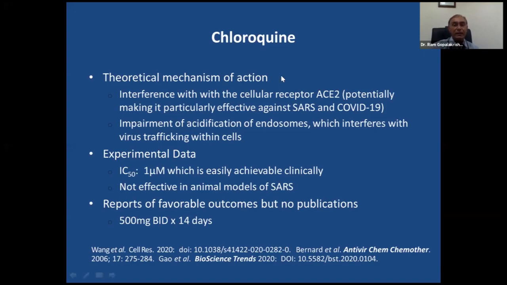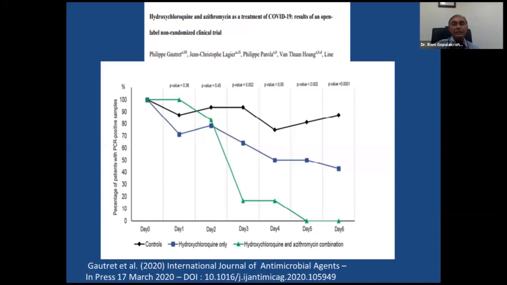And experimental data shows that you can easily achieve clinical blood levels. It wasn't active in the animal models of SARS, though. There were reports of favorable outcomes from China, but again, no publications in the peer-reviewed literature. And so I won't deal with chloroquine any further because essentially we have moved on to hydroxychloroquine.